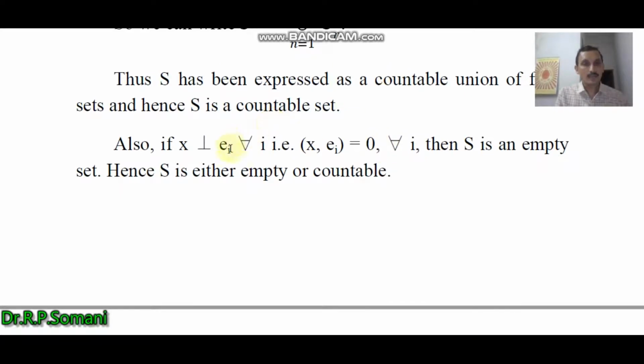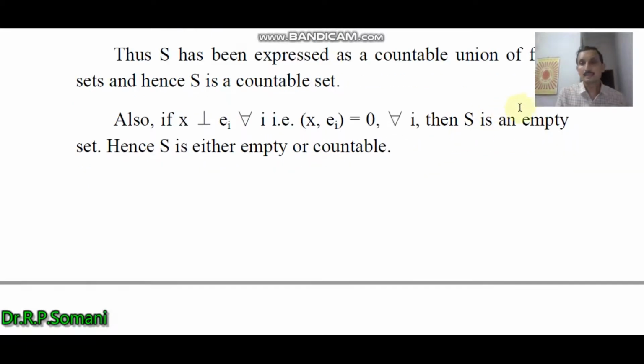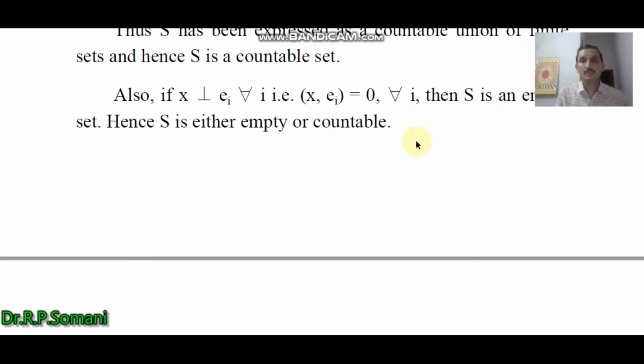Also, if x is orthogonal to ei for all i, that is ⟨x, ei⟩ equal to 0 for all i, then the set S is an empty set. Hence, S is either empty or countable.